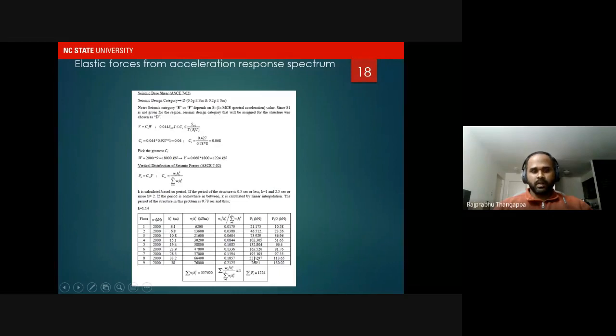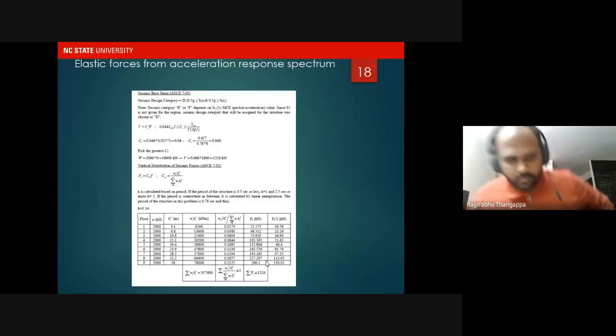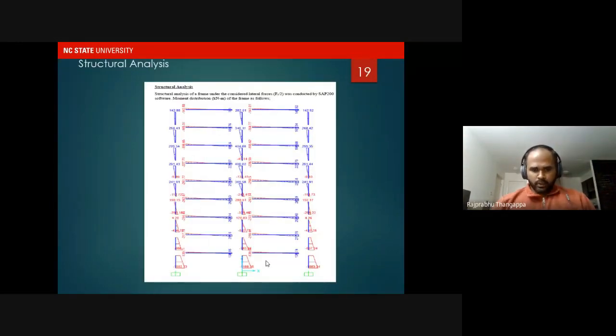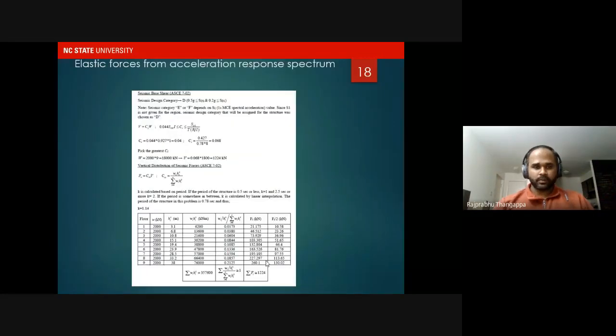So once we determine the equivalent lateral forces, then we can apply these lateral forces onto the system and perform structural analysis to design the system subsequently. So once we find these seismic forces, since we have two frames, we divide these seismic lateral forces by two to apply them on a 2D frame.